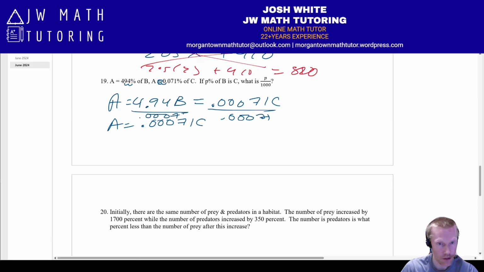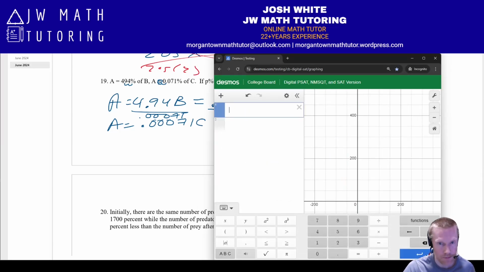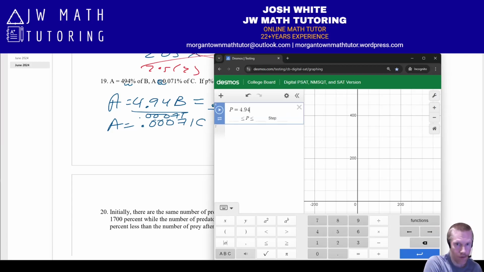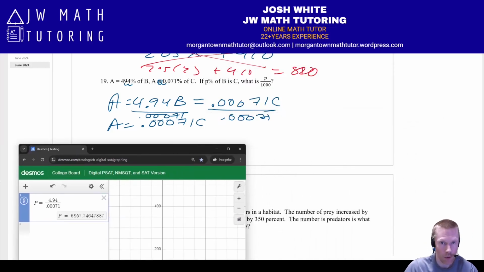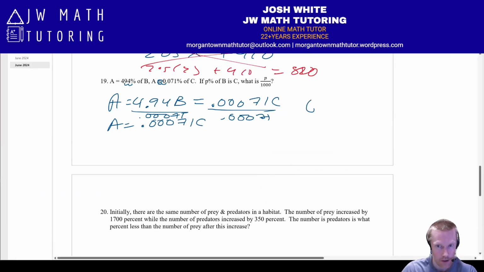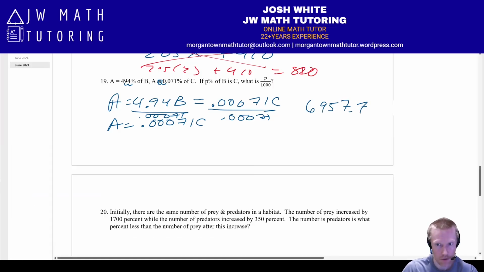I'm actually going to go to Desmos just because we have to do some calculations here. So I'm going to take 4.94 and divide it by 0.00071. That means the equation I get is 6957.75 approximately, it doesn't really matter because I'm going to use the exact value, times B is equal to C.